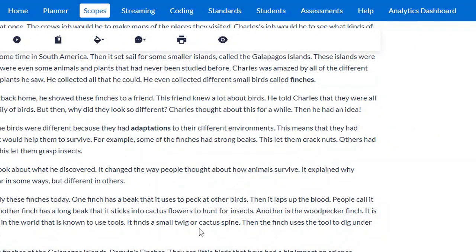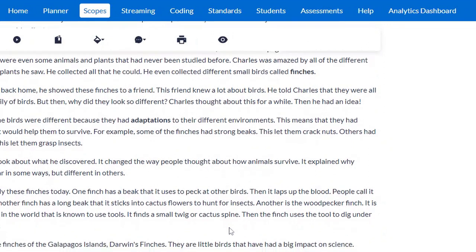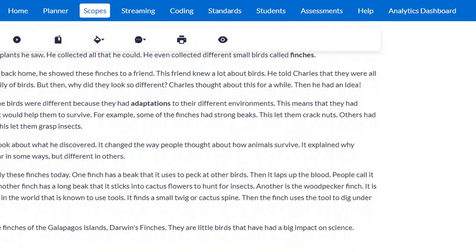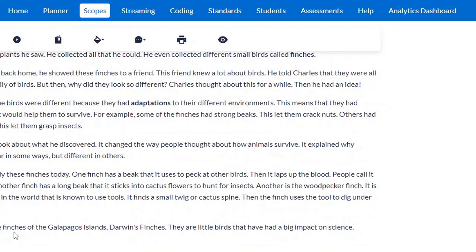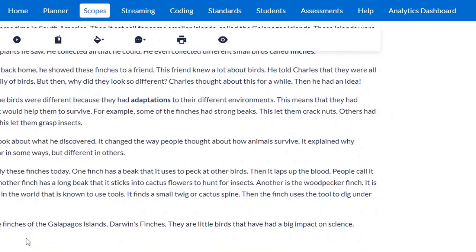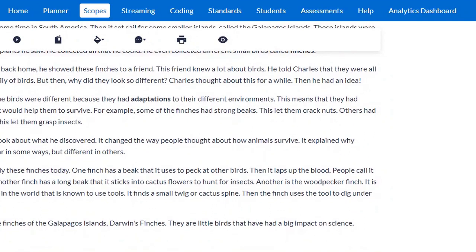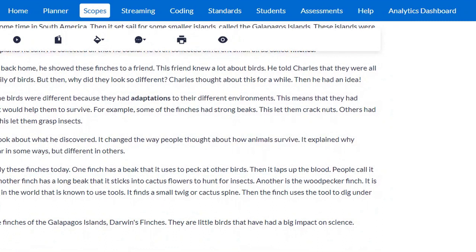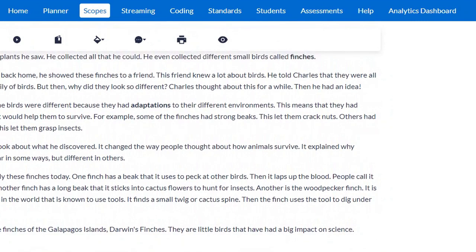It finds a small twig or a cactus spine, then the finch uses the tool to dig under a tree bark for insects. People still call the finches of the Galapagos Islands Darwin's finches. They are little birds that have had a big impact on science.